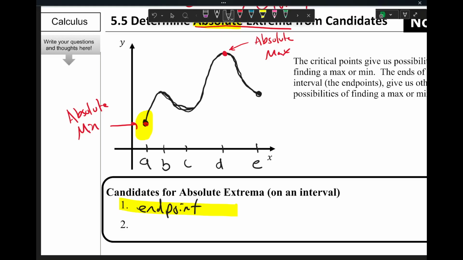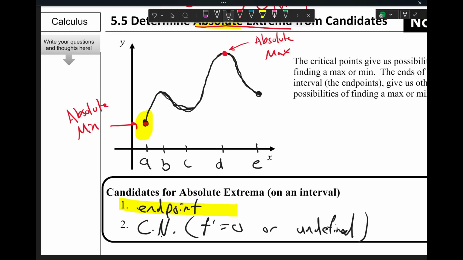So your absolute min or max could start off at the endpoint or end at the endpoint. It could have been x equals a or x equals e. Or it could happen at critical numbers, which again, I'm just going to keep saying how to find critical numbers every time they come up so that it's ingrained in your brain. And the first derivative is 0 or undefined.